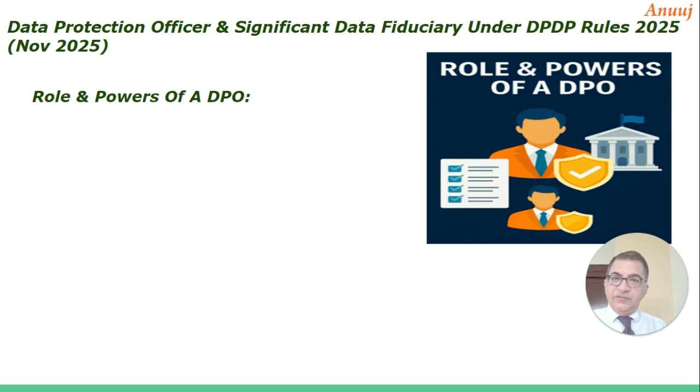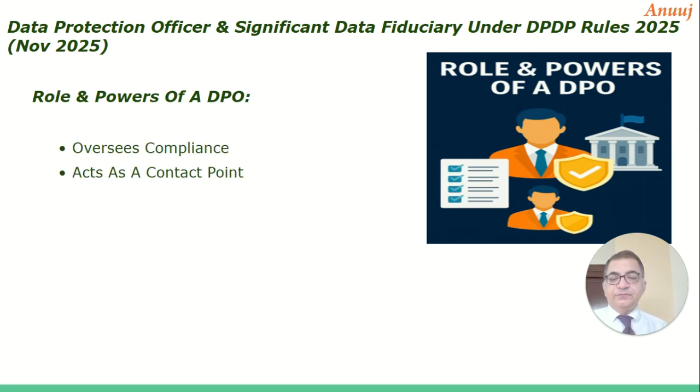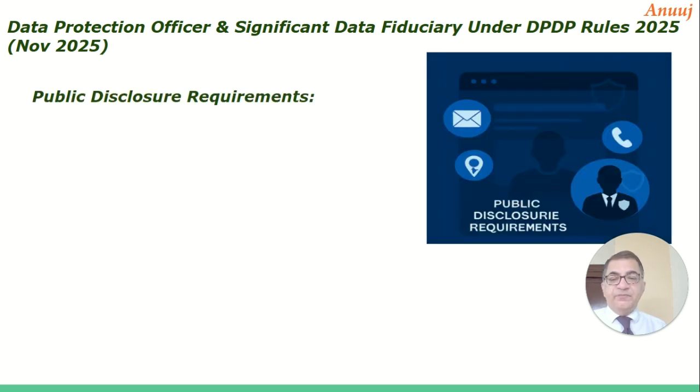The role and powers of a DPO: he needs to oversee the compliance. He should act as a point of contact both within the organization as well as for the Data Protection Board of India. If Data Protection Board of India wants to ask any question, it's the role of the DPO to handle those queries, to be ready for audits, to deploy correct privacy practices for the organization. He is responsible to face the board.